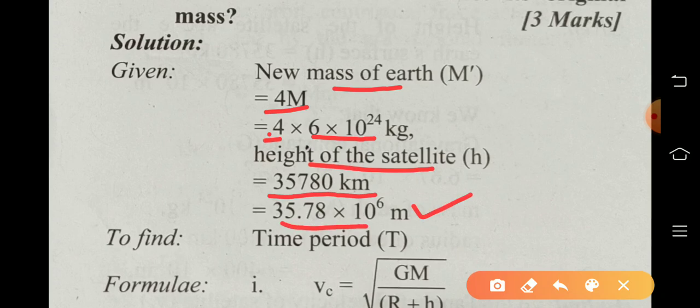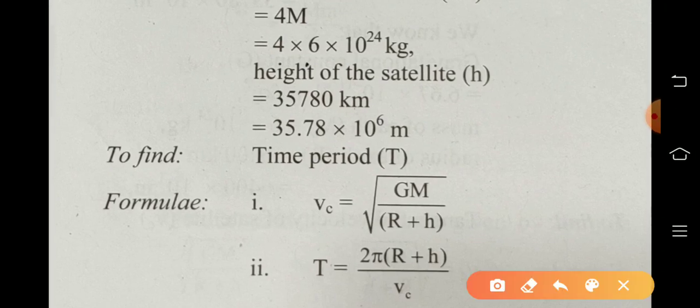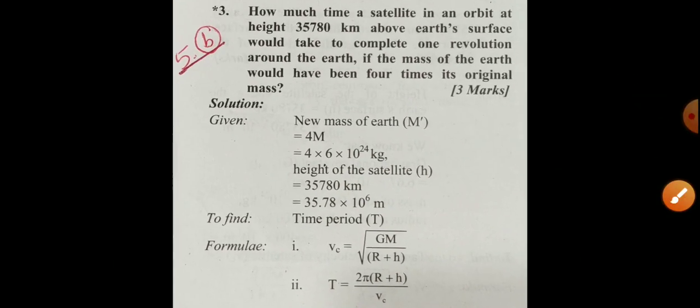What do we find out here? To find the time period, capital T, equal to what? Now the formula. We are using 2 formulas. First, the critical velocity, which is Vc equals under root GM upon r plus h. In the second, we find the time period capital T equal to 2 pi multiplied by r plus h upon the critical velocity Vc. Now see the calculation.